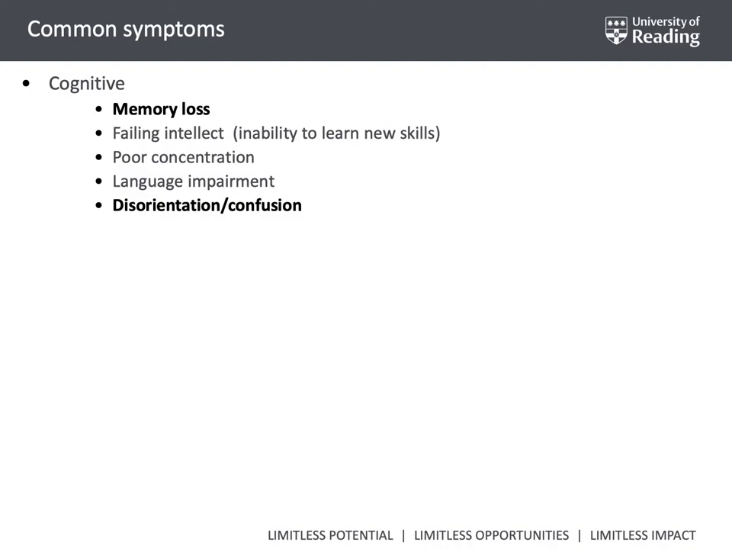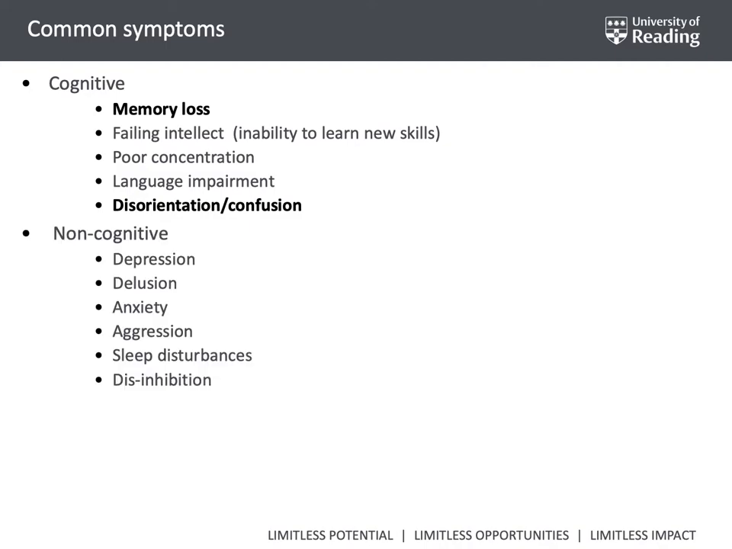So that's the cognitive symptoms, but you also have the non-cognitive symptoms, which contribute to the change in these people's personality. In essence, you see changes in the likelihood of depression, delusion, anxiety, sleep disturbances and disinhibition. These people become very different to the person they were pre-diagnosis or pre-dementia. They become very aggressive, and that leads to institutionalization, going into care homes, which unfortunately then leads to a more rapid decline in their quality of life.